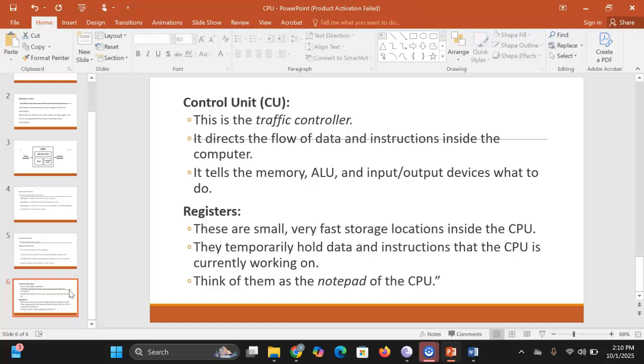And the components of the CPU are the arithmetic and logic unit, or ALU, which is the part that does the actual processing; the control unit, which directs the flow of data and instructions in the computer; and also the registers, which are high-speed areas that store information or data temporarily as the CPU is working.